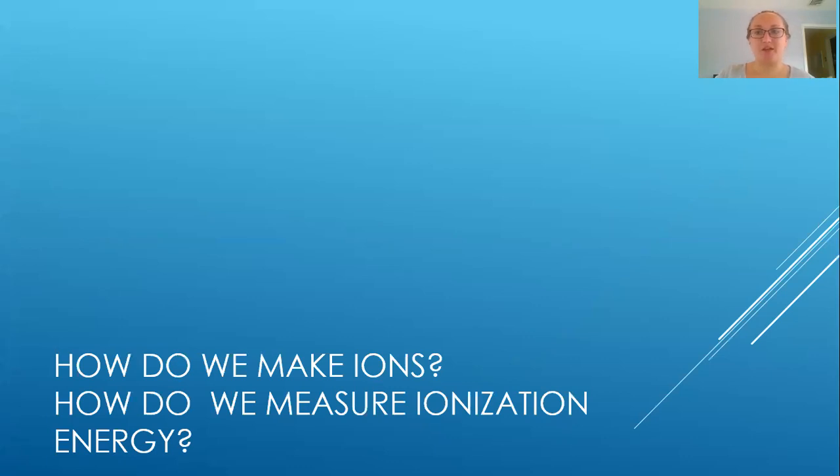This unit has been about atomic structure and periodicity, and so far we've explained trends that we see in the groups and periods of the periodic table. We've extensively discussed ionization energy and successive ionization energy. But how do we actually make ions? How do we measure ionization energy?